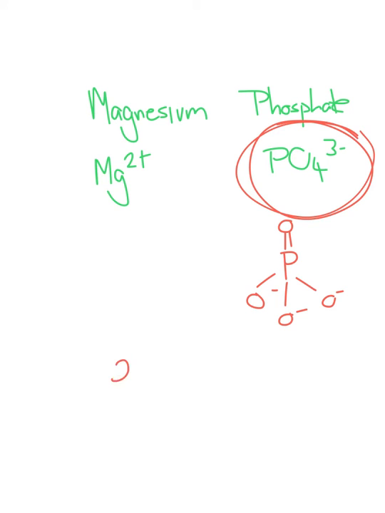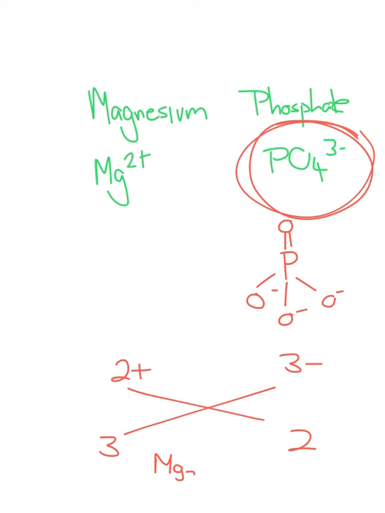So then we do the same thing. We go 2+, 3-, and cross them over. The 2 goes over there, the 3 goes over there, which tells me I've got Mg3, but then 2 lots of PO4. PO4 is one thing, so I've got 2 lots of that, which means it has to go in brackets. So whenever you've got a polyatomic ion and you need more than one of it, the whole thing needs to go into brackets, not just one bit of it. Hope that helps.